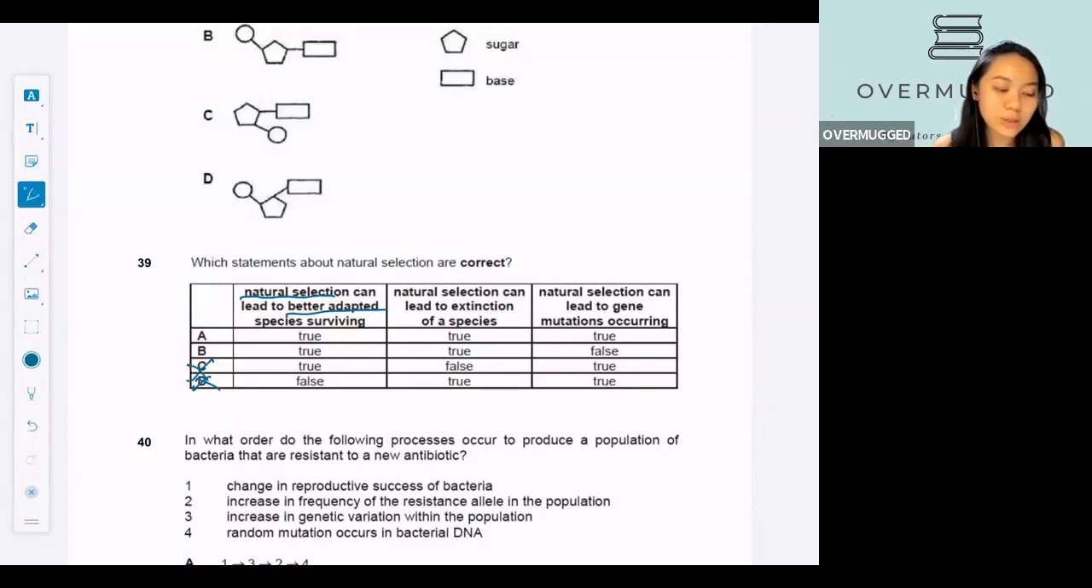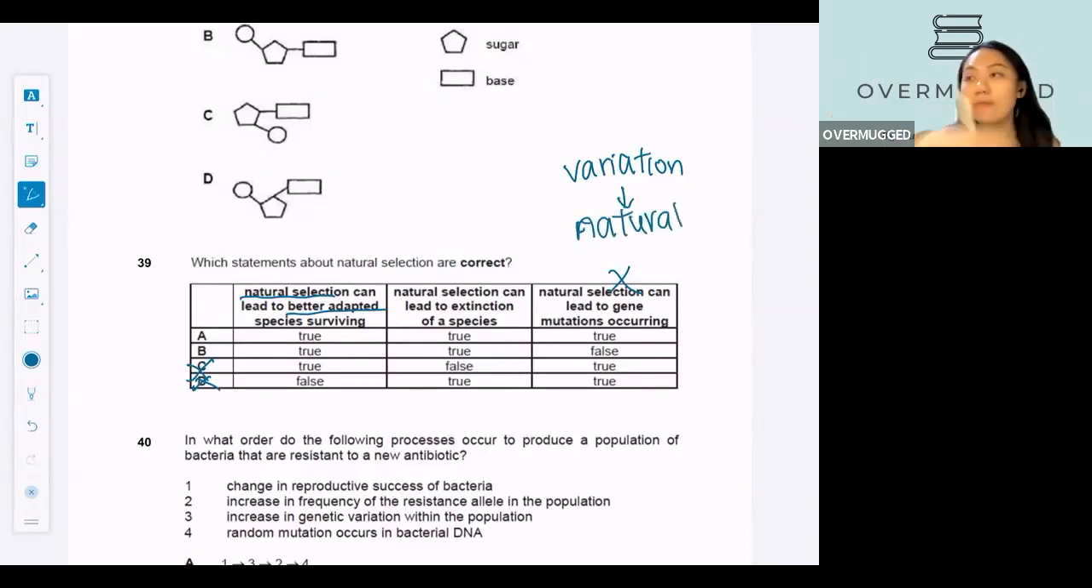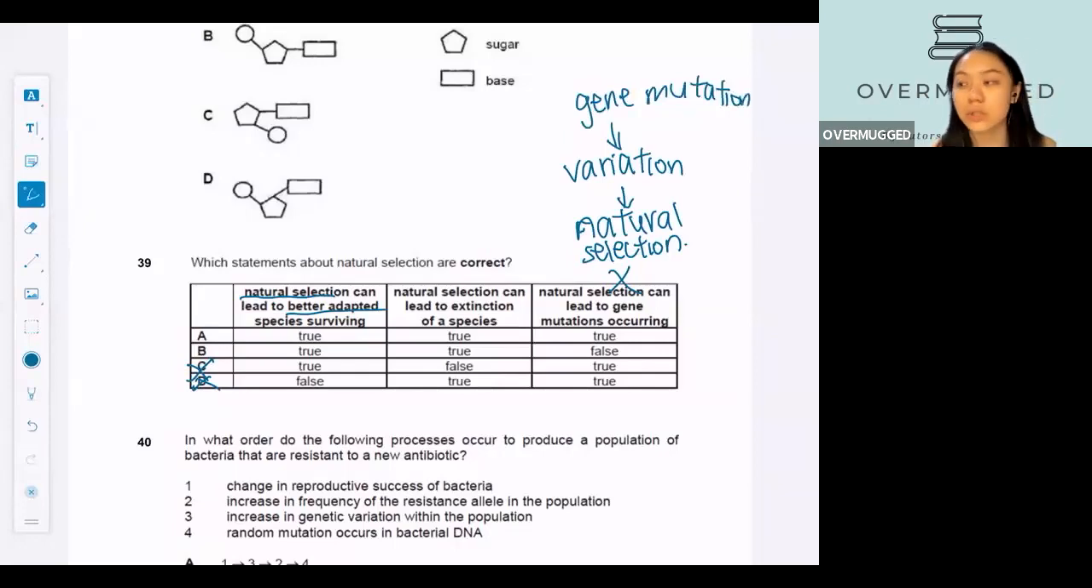And natural selection can lead to gene mutation occurring. It is wrong. The idea is natural selection requires variation. Right? It has to have variation. If all giraffes are 10 meters tall, then there's no natural selection because all giraffes are the same. So variation is important for natural selection. What contributes to variation is genetic mutation. One of the methods of contributing to variation is genetic mutation. So the third column is wrong. So the answer is B. Very nice.